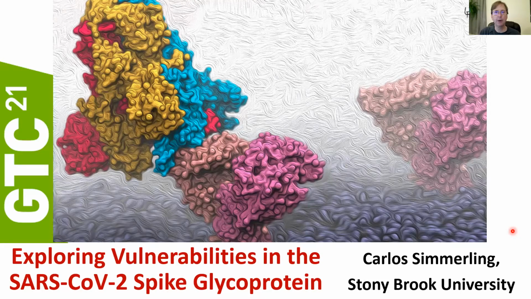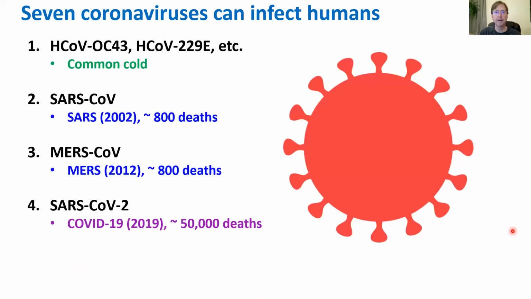Today I'm going to tell you how we're using GPU computing to explore vulnerabilities in the SARS-CoV-2 spike glycoprotein. SARS-CoV-2 is a coronavirus, one of 7 coronaviruses that are known to infect humans. Some of them cause mild illnesses, like the common cold. Others cause SARS and MERS, and SARS-CoV-2 is the cause of the COVID-19 pandemic.